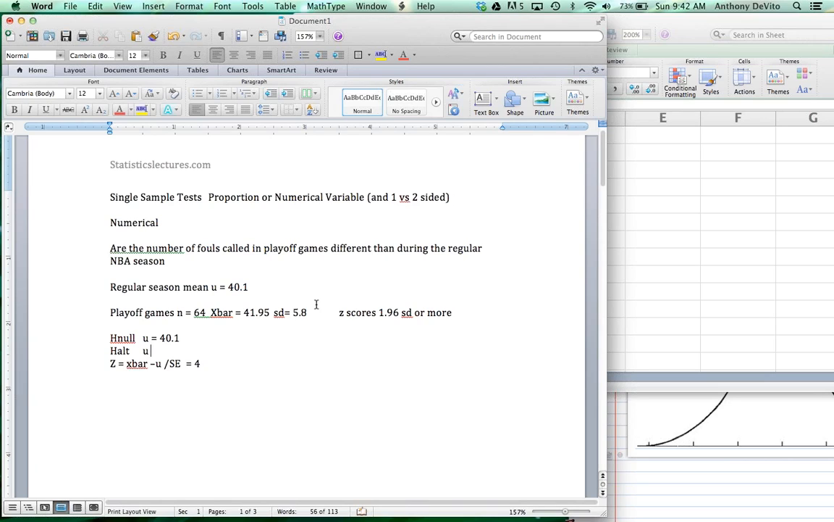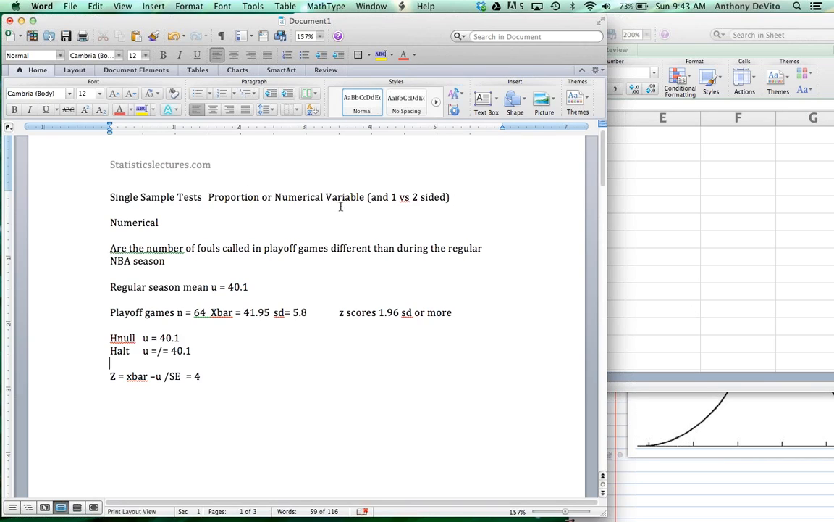Our alternative hypothesis is, anybody want to hazard a guess? It's not equal to 40.1, right? In other words, does not equal 40.1. Is that a one-sided or a two-sided hypothesis? Okay, two-sided. Good, excellent. Everybody agrees it's a two-sided hypothesis.